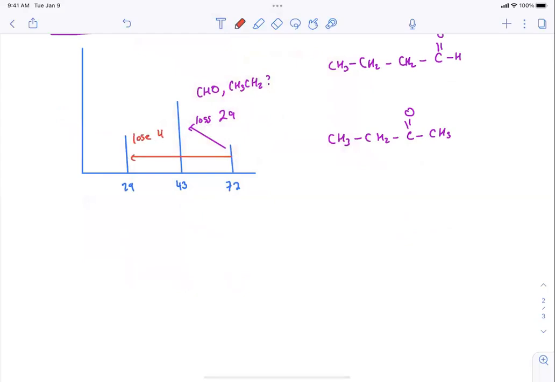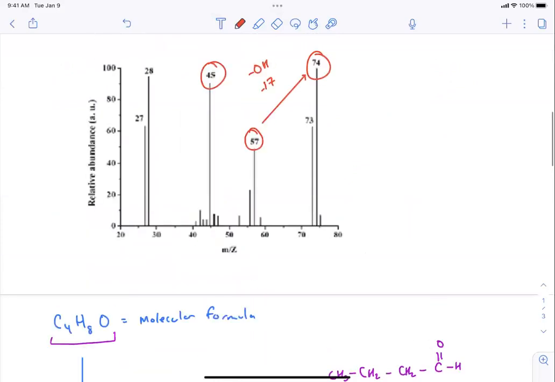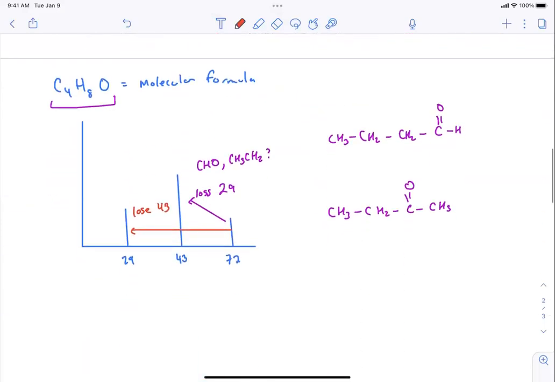you lose 43. And 43 could be a CH3, CH2, CH2, or I guess technically a CO, CH3. I did not plan this out very well, because this would be a little challenging since both of them have the same fragments present.